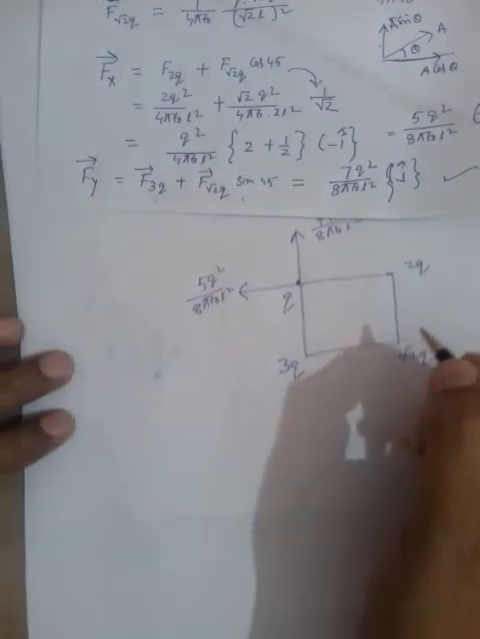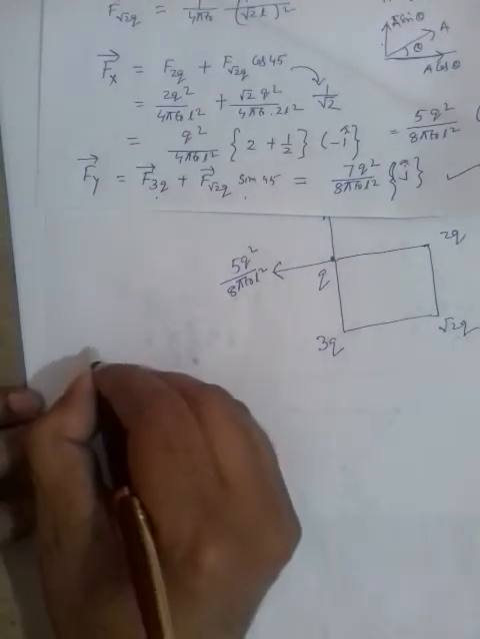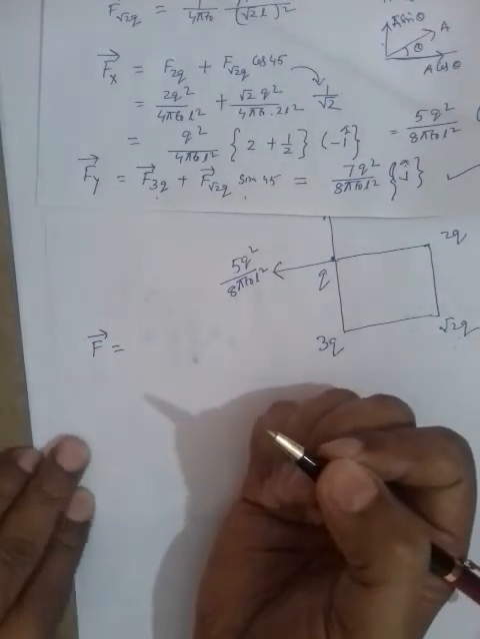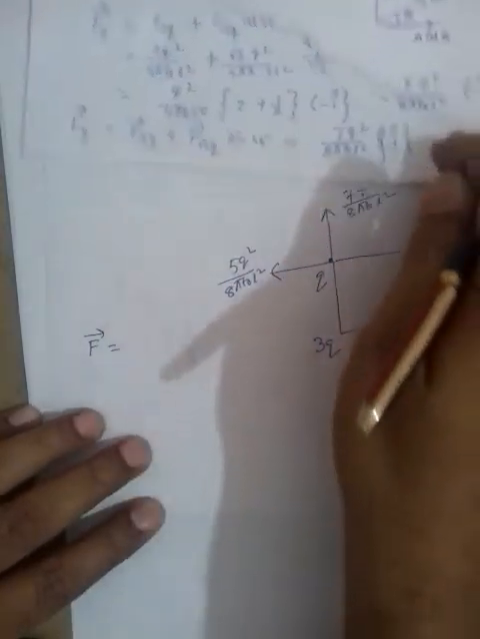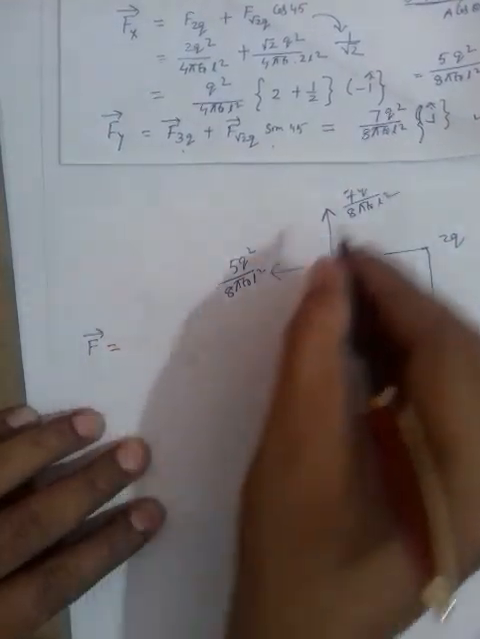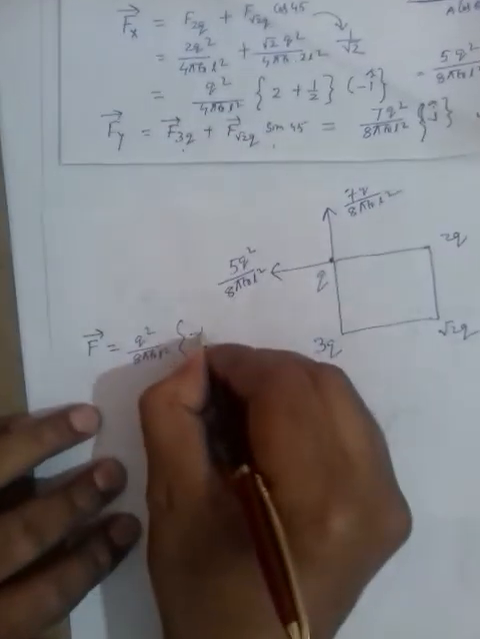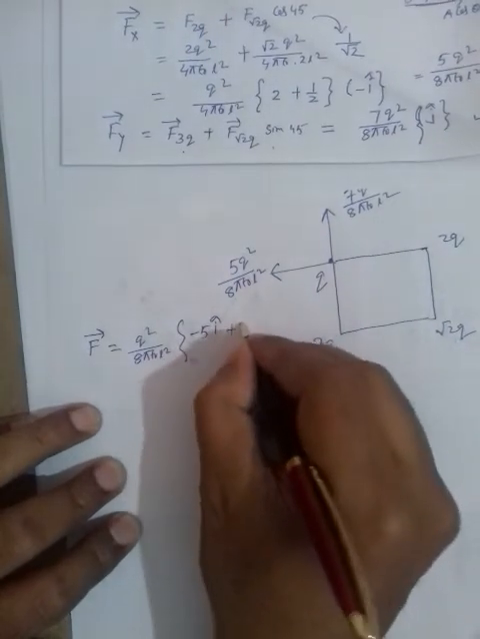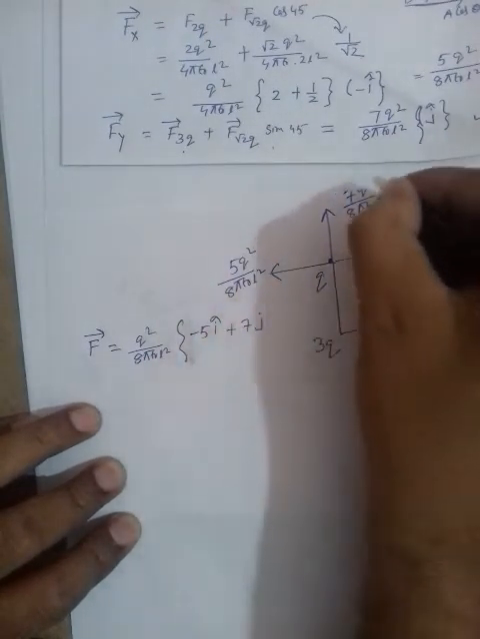Clear? So I am going to write the total force. We can write in two ways. We can write in magnitude, we can write in direction also together. So if you write in vector, it is q square by 8 pi epsilon naught L square common. It is minus 5 i cap in this side, 7 j cap.